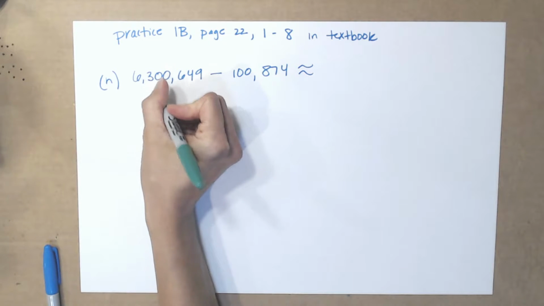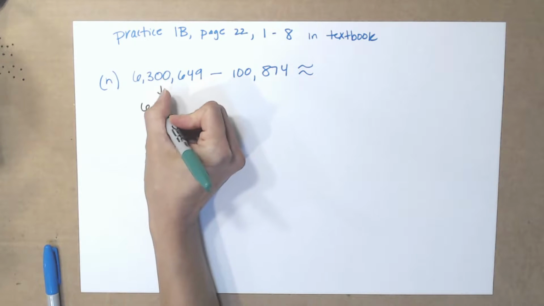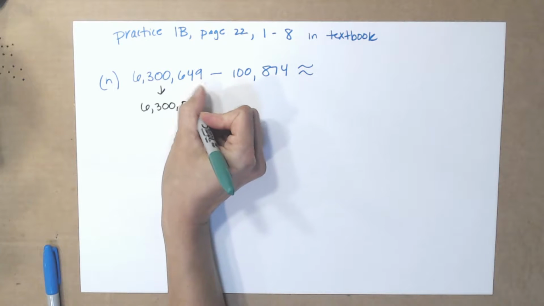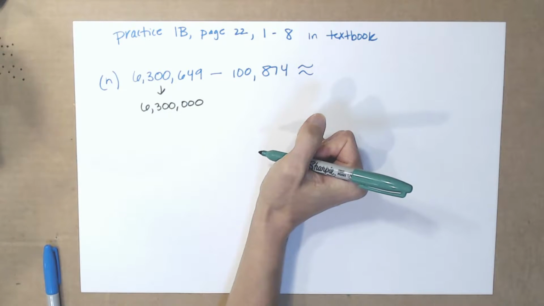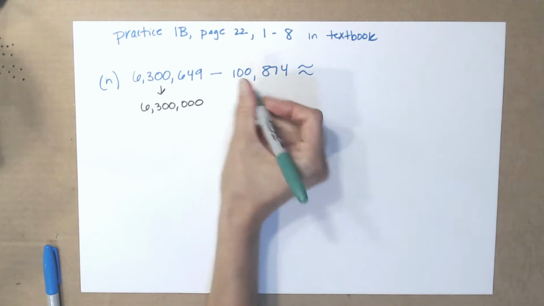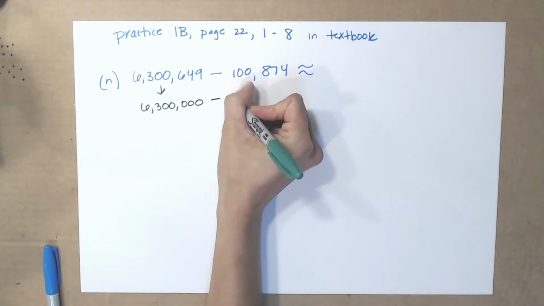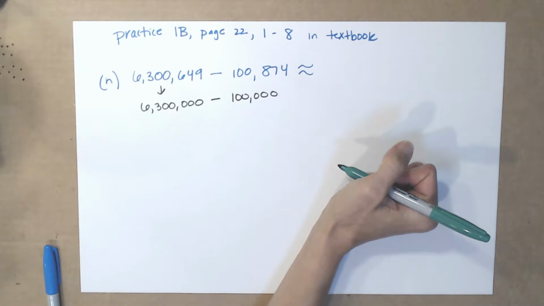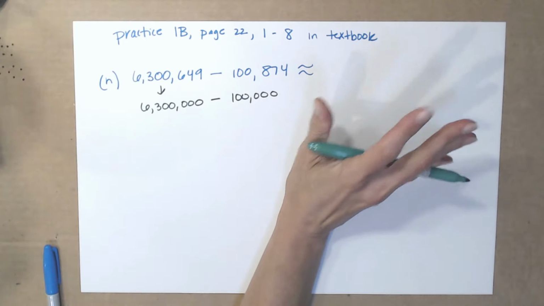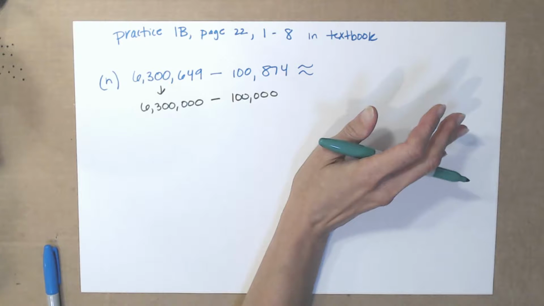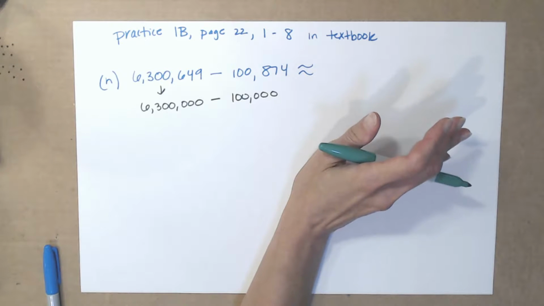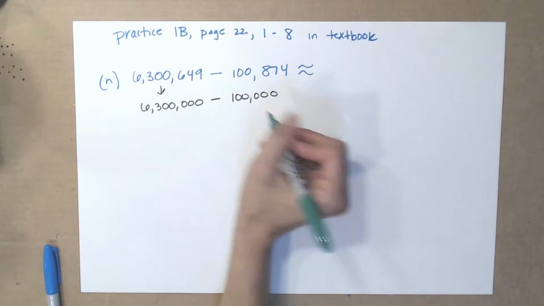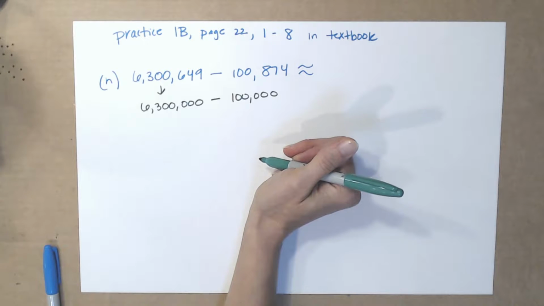So this one we might change to this, 6,300,000, and then this one, it's pretty close to 100,000. So we might change it to that. And now you might notice in the answer key it says answers may vary here because you may estimate them differently. If I was doing this problem, this is how I would do it.